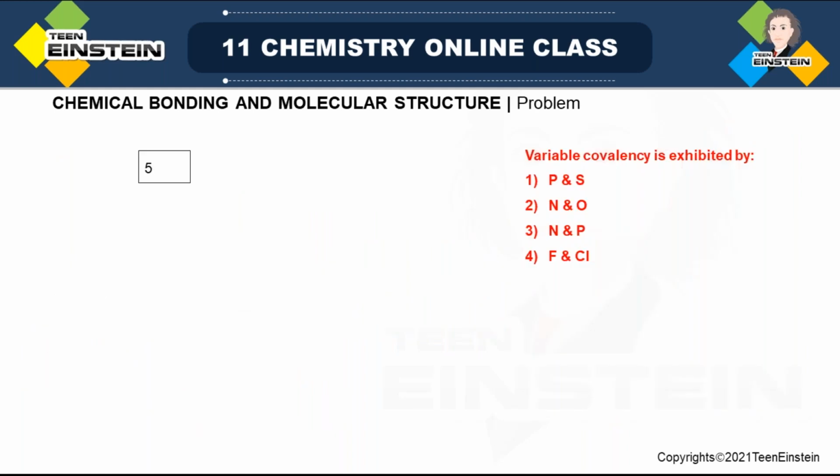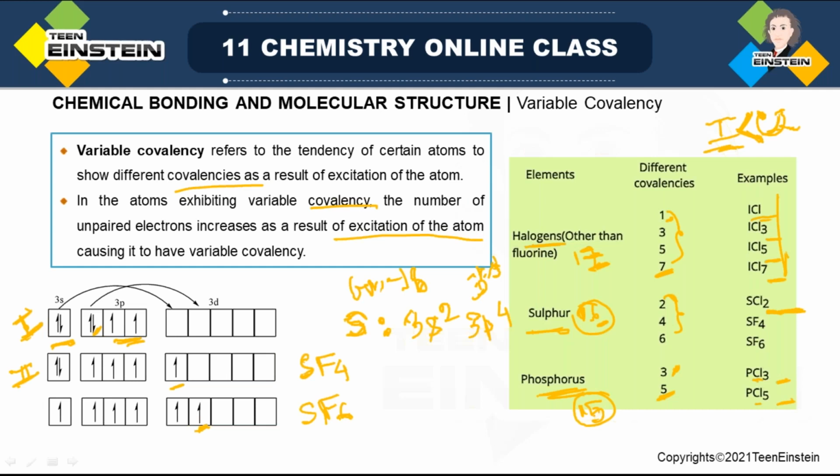Here we have this problem. Variable covalency is exhibited by PS, NO, NP, and FCl. 4 examples are there. So see, it is mainly observed for which elements? What is mentioned here? Halogens, sulfur, and phosphorus. So there is no element present from the second period, right? But if you look at the question, there are in some options elements from the second period, but they cannot show any variable covalency. So that will not be correct.